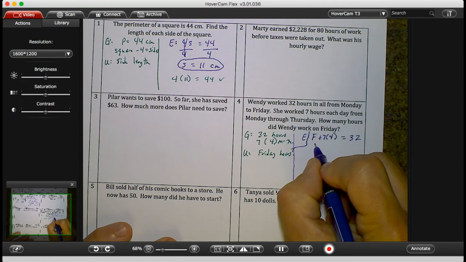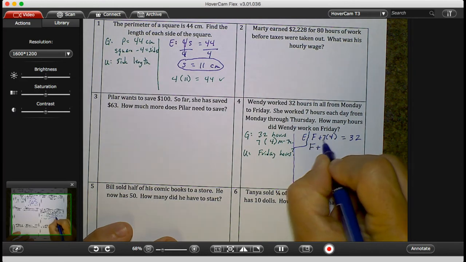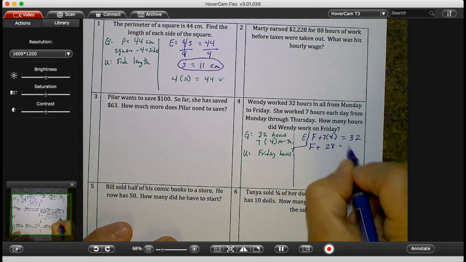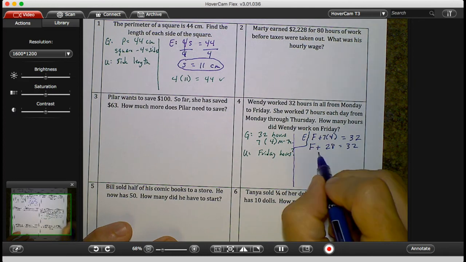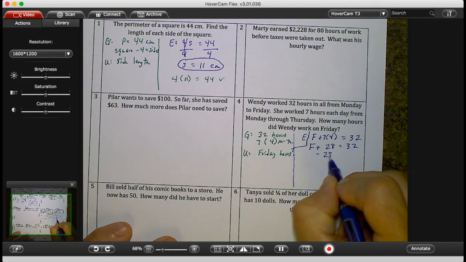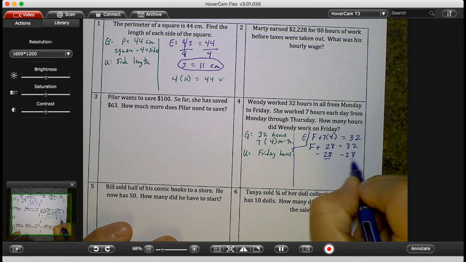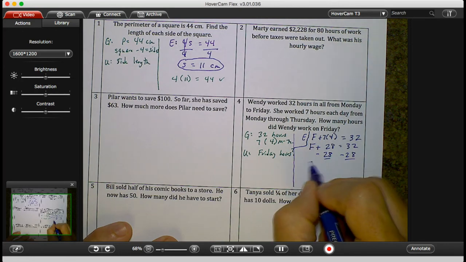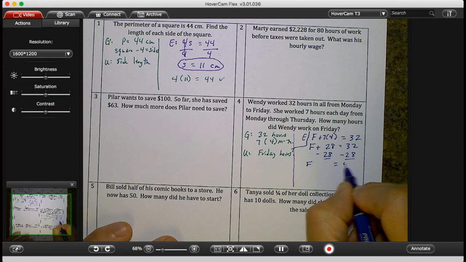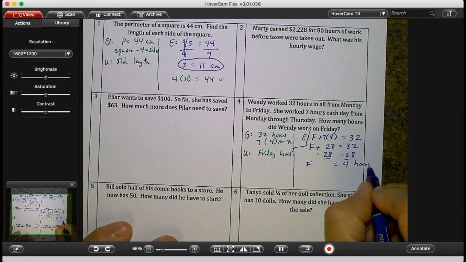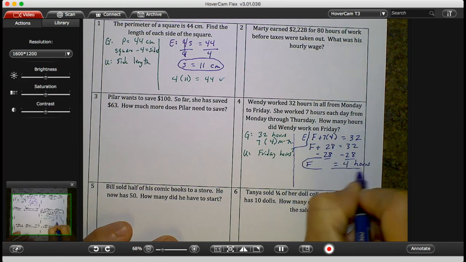So when we solve this, 7 times 4 is 28, is equal to 32. And then the inverse operation of adding 28 would be subtracting 28. And then we would get Friday's hours were just 4 hours on Friday. There's our solution here.